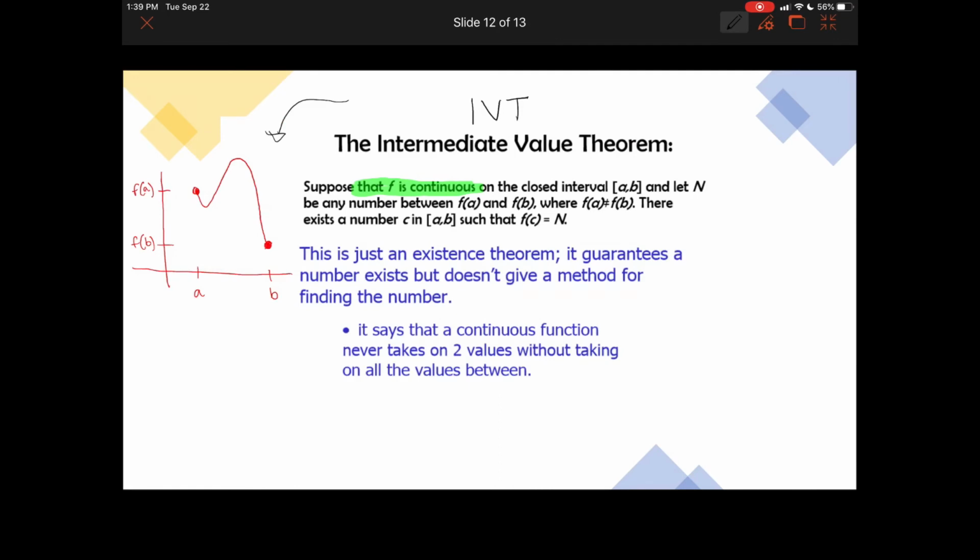So if you've got a continuous function f over a closed interval a, b, and you've got, so now I'm going to go to this graph, you've got some y value n that falls between the y values of a and b, and those y values are never equal. So you've got some y value n that falls in between a and b. Well, if your function is continuous over that closed interval, the IVT says that there has to be some x value c within that closed interval, a, b, such that f of c has to equal n.